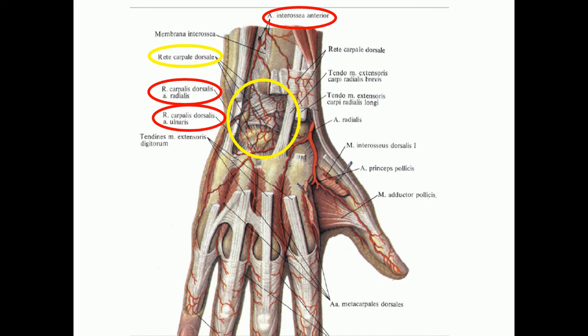So here, between metacarpal bones, we can palpate the arterial pulse. If we try, we can palpate arterial pulse here. So these vessels, arteriae metacarpales dorsales, are the branches of rete carpi dorsale.